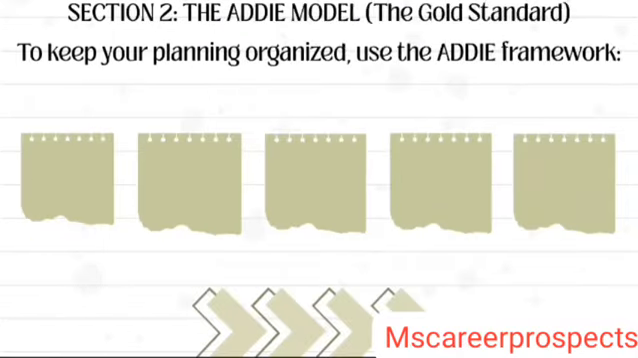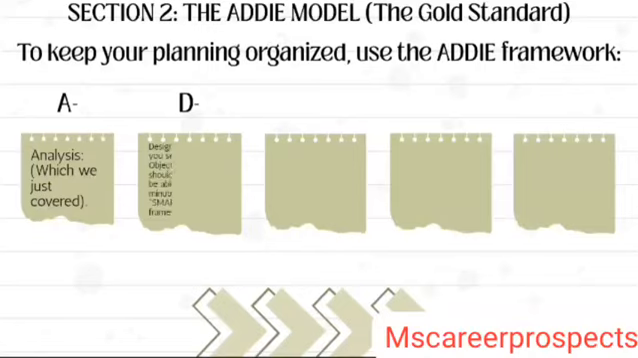Section 2. The ADDIE model, the gold standard. To keep your planning organized, use the ADDIE framework. A. Analysis, which we just covered. D. Design. This is where you set your learning objectives. What should the employee be able to do after 60 minutes? Use the SMART goal framework here.